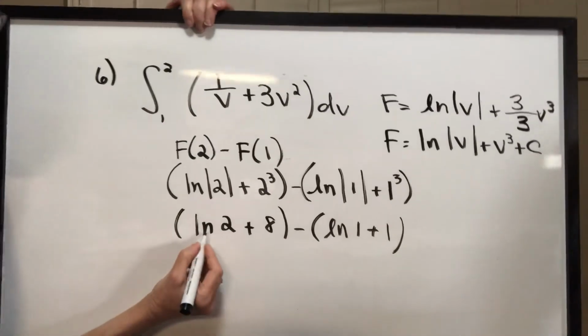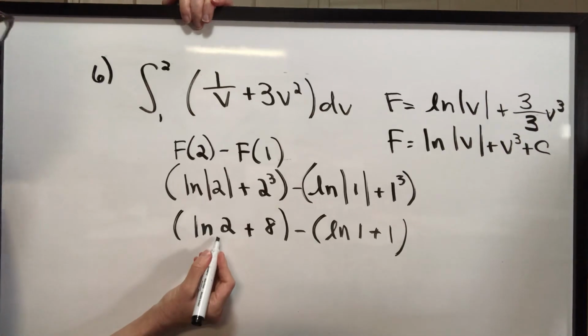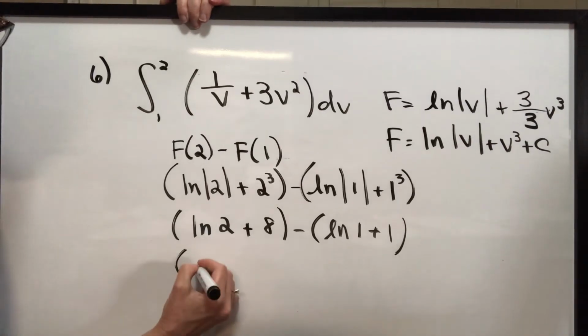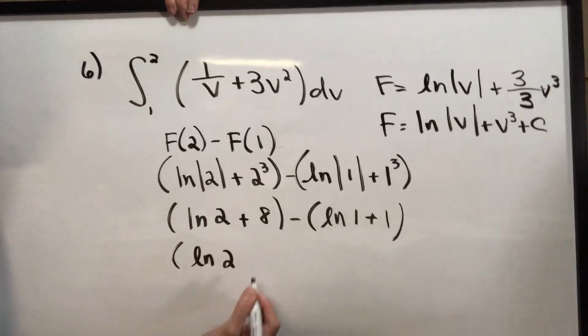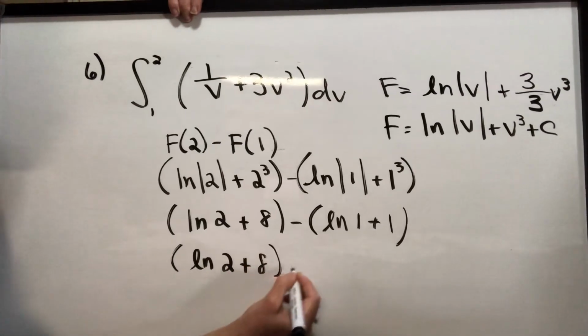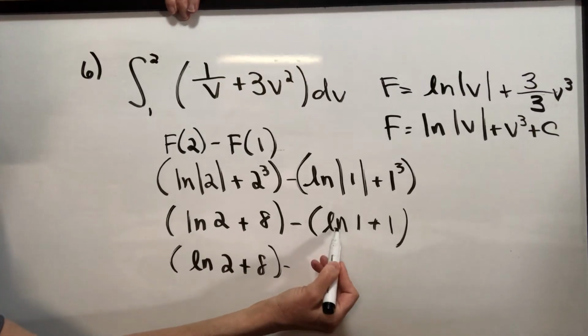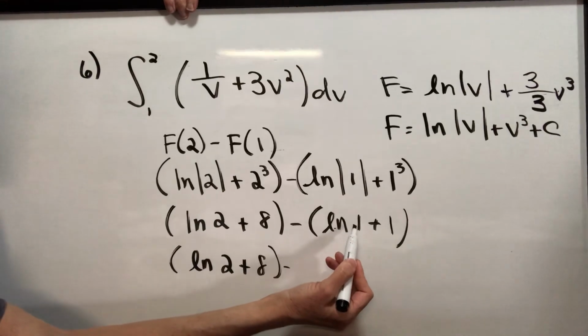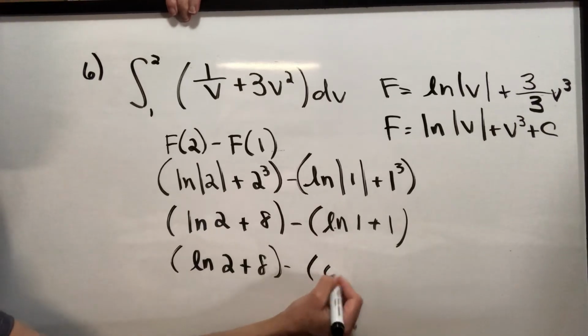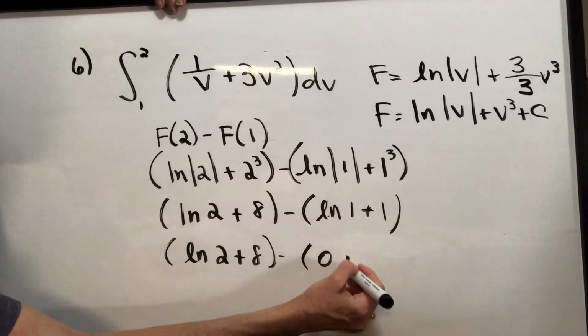Now the natural log of 2, if you were to put that in your calculator, it would give you a decimal, so I'm not going to change that to a decimal. I'll just keep it natural log of 2 plus 8. But over here, this one is a special case. If you were to type in natural log of 1 on your calculator, you would get 0 as the answer. So it's not a decimal, it's the whole number 0.